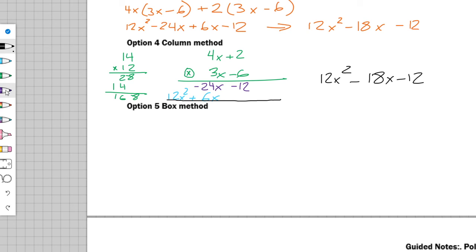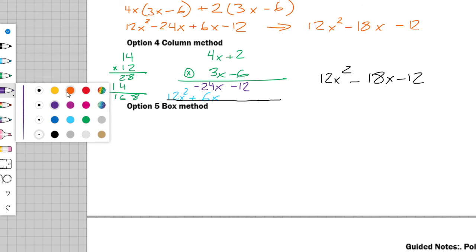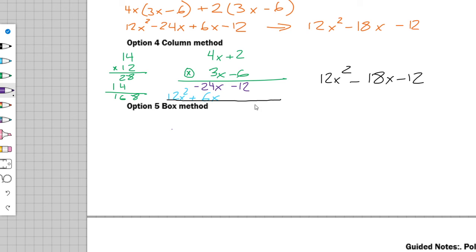Alright, the last method that we're going to go over is the box method. I usually will compare that to like Punnett squares for when you were dealing with genes last year in science. So if I was to draw this out, you would give yourself your little box. In this case, it's a binomial, so it's going to be a 2 by 2 box.